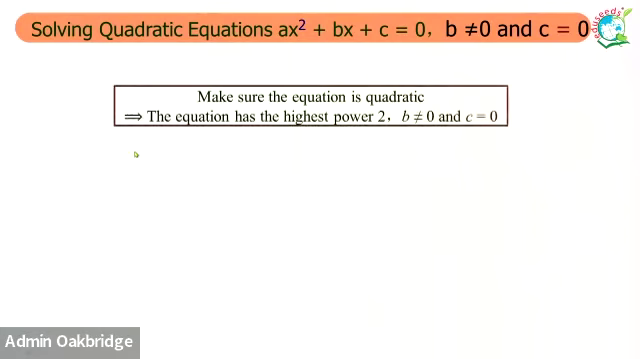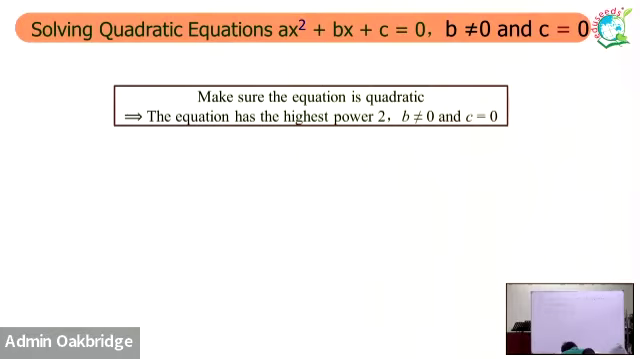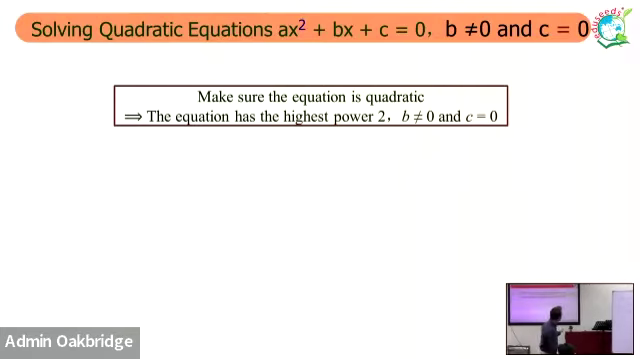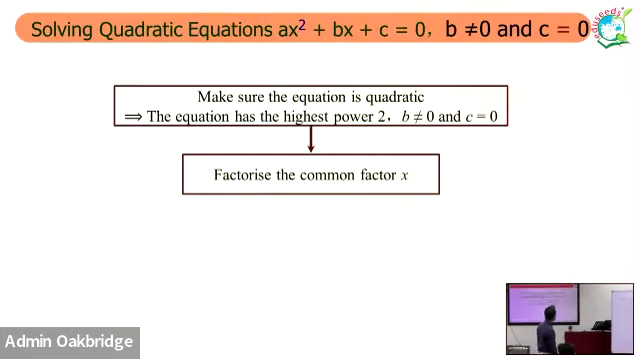All right, let's look at another type of quadratic equation, whereby b is not equal to 0, but c is 0. C is 0 means the constant is 0. Constant 0 means what? It doesn't have any constant. You only have the variable terms, the x squared term and the x term. To solve this kind of equation, all of you should know already, factorize out the common factor x.